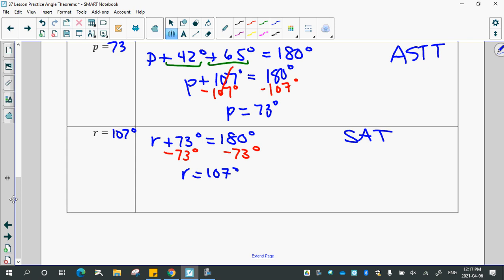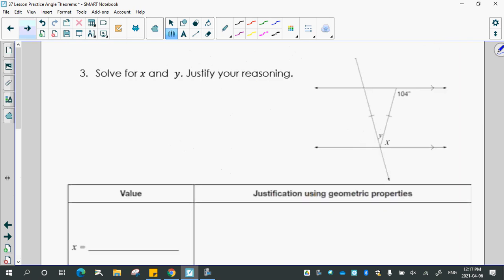Another EQAO question. Solve for X and Y, justify your reasoning. I'll give you a little chart, your angle theorem. So we've got parallel lines going on, we've got an isosceles triangle in there. We've got an isosceles triangle here. We also have parallel lines.